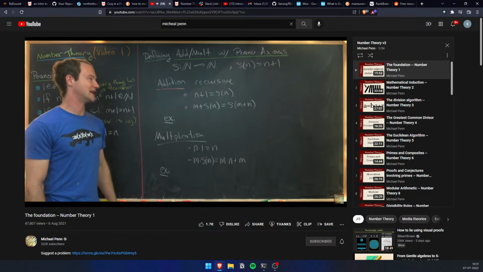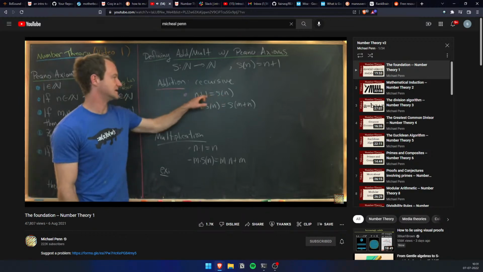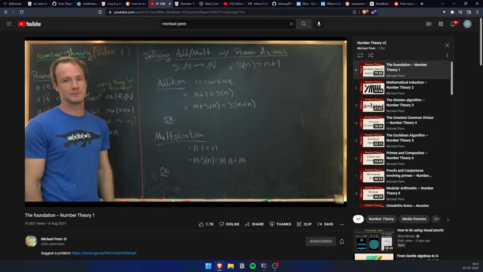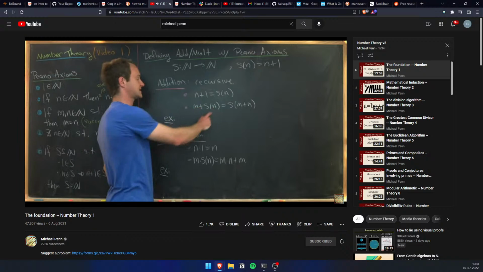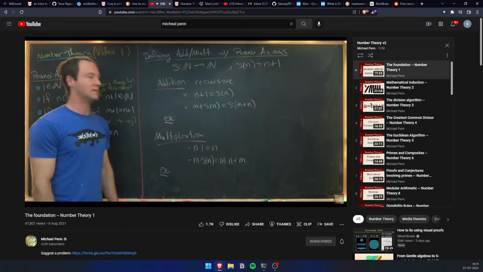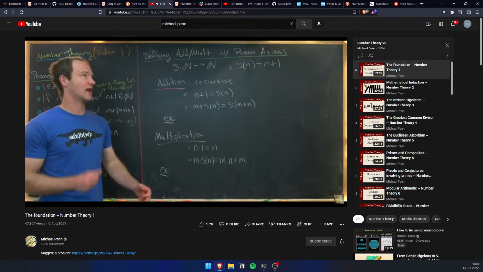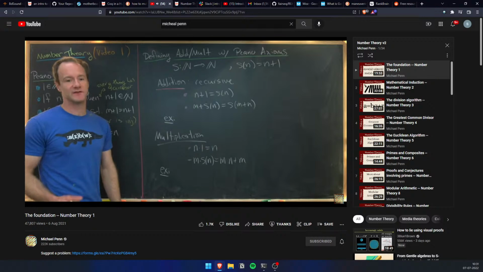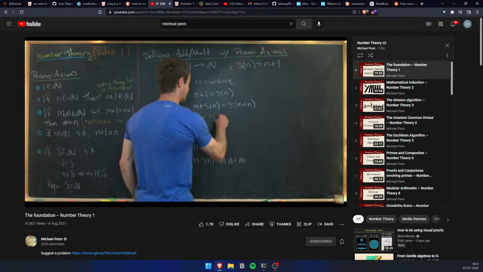So we can define addition as follows. So like I said, the successor of n is n plus 1. And then we can recursively define m plus the successor of n as the successor of m plus n. So let's see how that works and how that really gives us a recursive definition of addition on the natural numbers. Let's say 5 and 3.